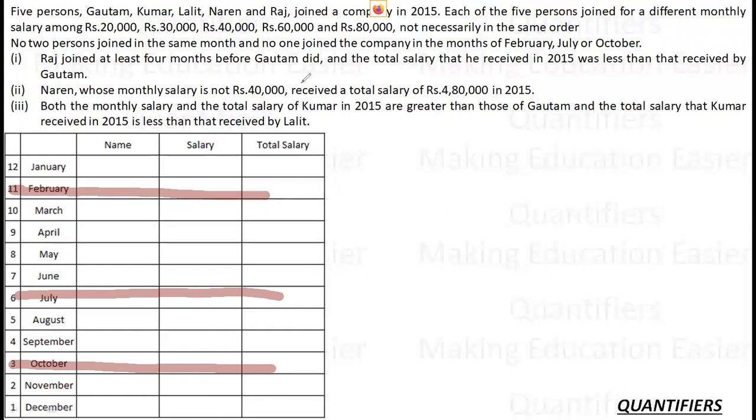Raj joined at least 4 months before Gautam. So Raj is equal to Gautam plus at least 4. ब्रैकेट में लिख दिया कि 4 आएगा, 4 से ज्यादा आएगा, मुझे पता है, ठीक है, 4, 5, 6. But the total salary that he received was less than that received by Gautam. So Raj received a total salary less than Gautam. Gautam है, his total salary is greater than Raj.